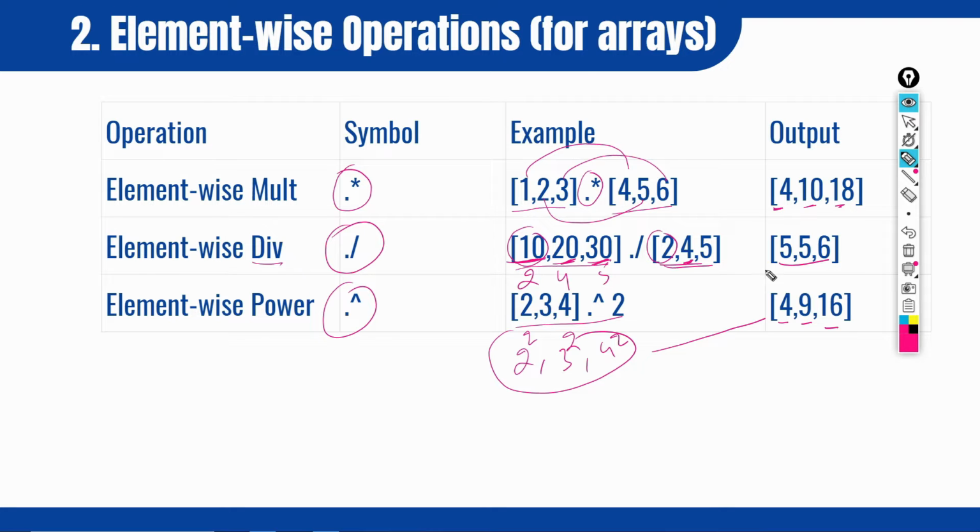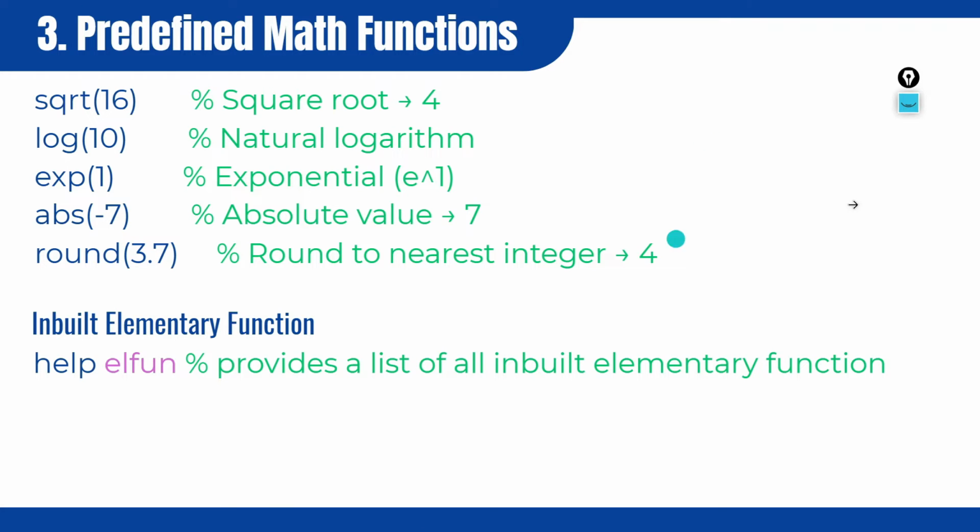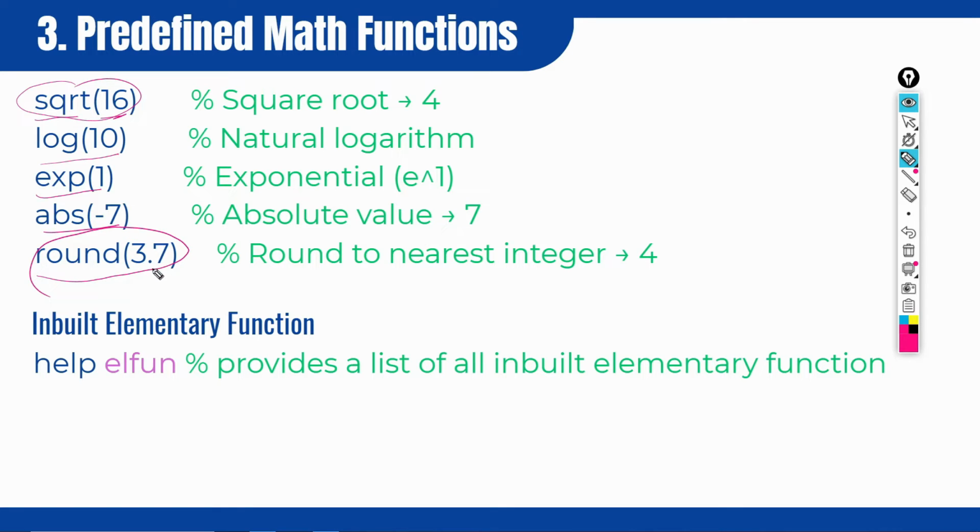Now these are some inbuilt predefined functions which are available in MATLAB. So sqrt means square root, and this is the input argument. The square root of a number is computed by using this inbuilt function. Square root of 16 will be equal to 4. Similarly, if you need the natural logarithm, we will use log, and this is the log of the value 10. And similarly the exponential of 1 we can get, the absolute value of -7, and for the rounded value we are using the round function on 3.7.